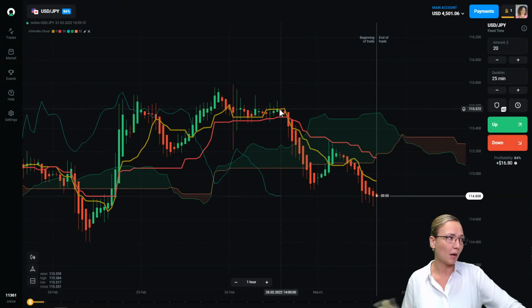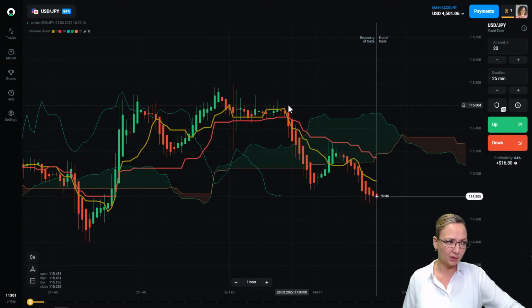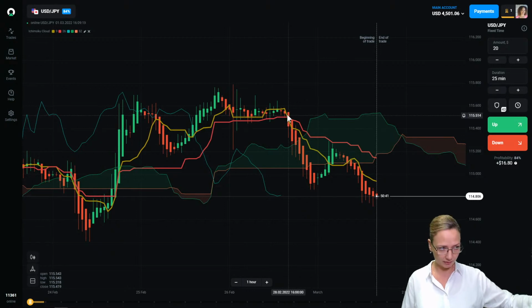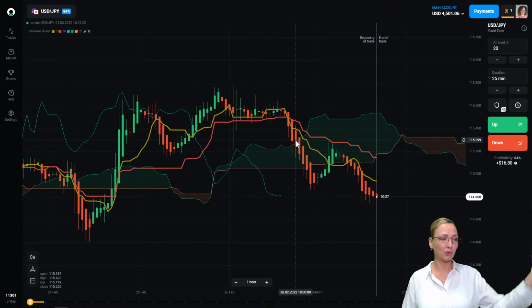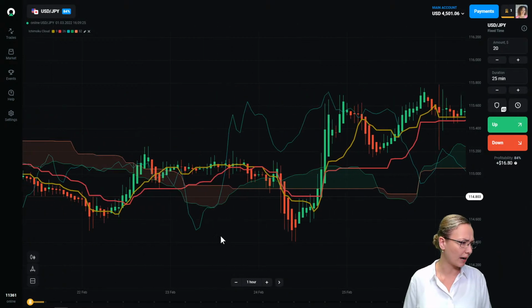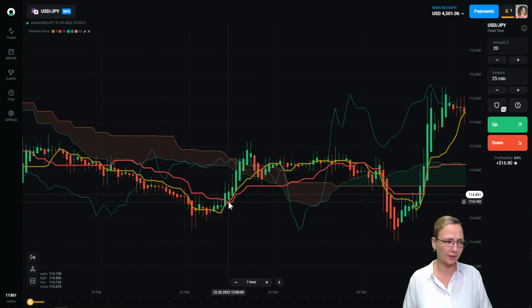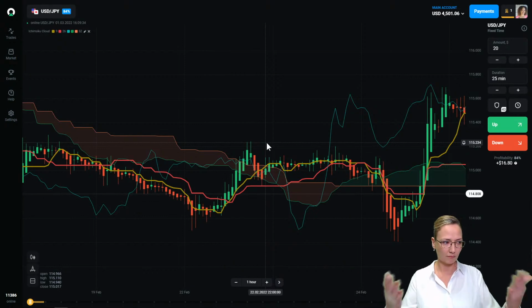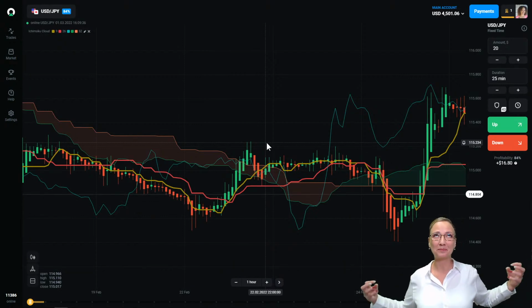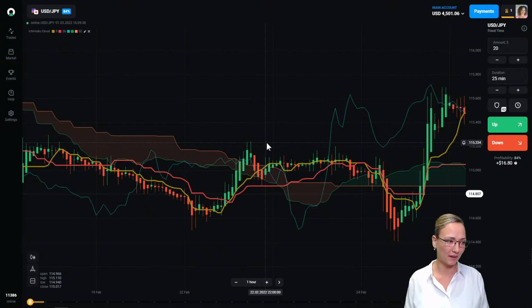This is an example right here. I'm just looking at USD/JPY on the 1 hour time frame. So this was a signal to enter a downtrade. As you can see, we have a TK cross right here, and the candles also moved below the moving averages. And likewise right here, we had a TK cross, and as you can see, the candles also secured above the moving averages.